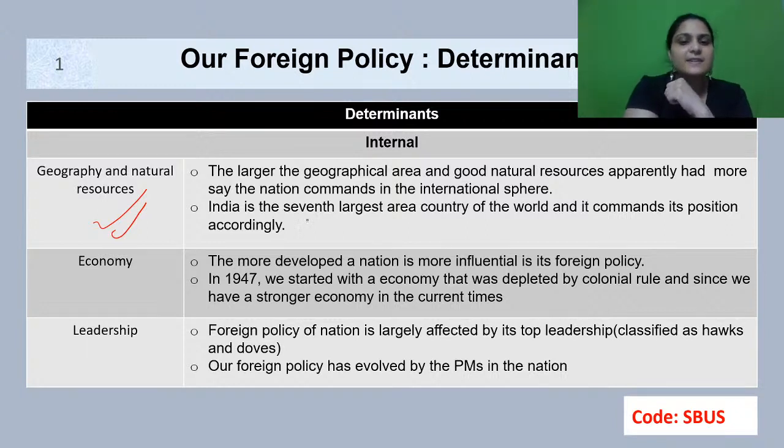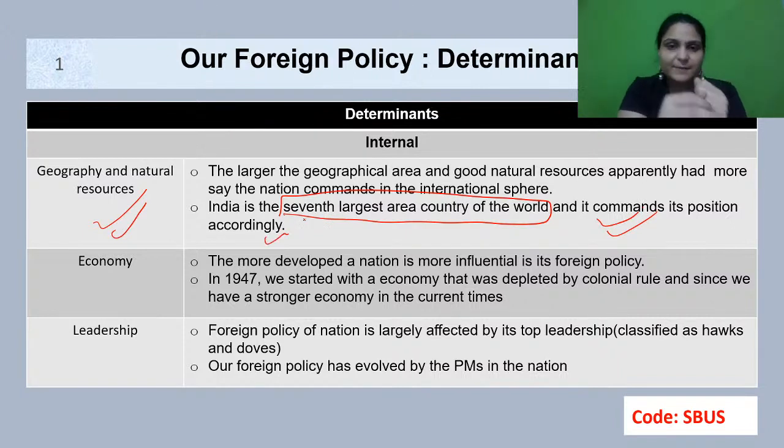In fact, India is the 7th largest country of the world and it commands its position accordingly. I wouldn't say it has always been doing that. In the ancient past, yes, and in the current past, again, yes. We are actually using our dominant position in the Indian subcontinent to our advantage. We have recently started doing that from the last 5 or 6 years when our GDP growth rate has improved.